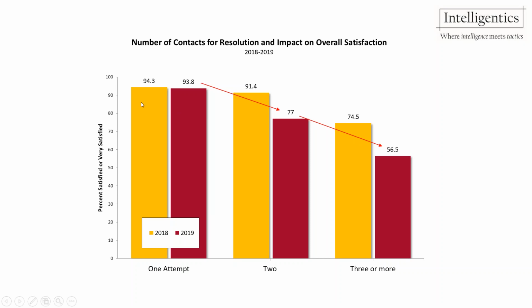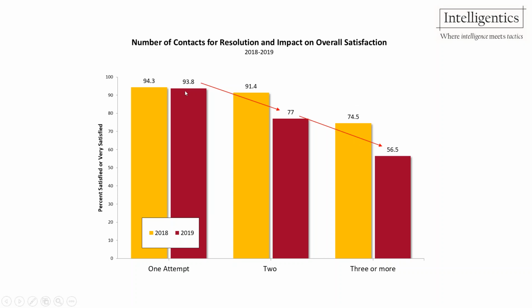So over here on the left of the chart, 2018 in the gold bar here, 94.3% of customers who said, I got it done in one contact, were satisfied or very satisfied. About the same in 2019. Now you'll notice when it comes to the customers that said, it took me 2 contacts, in 2018, that number didn't drop a lot. There was still 91.4% satisfied, very satisfied. That's not a huge drop. But in 2018, when you got to 3 or more, it dropped all the way to only 74.5% of those customers were satisfied or very satisfied.